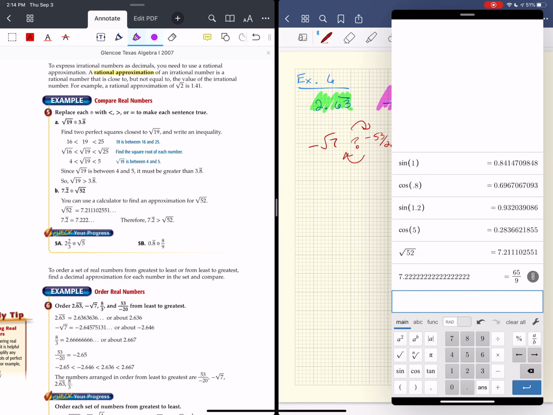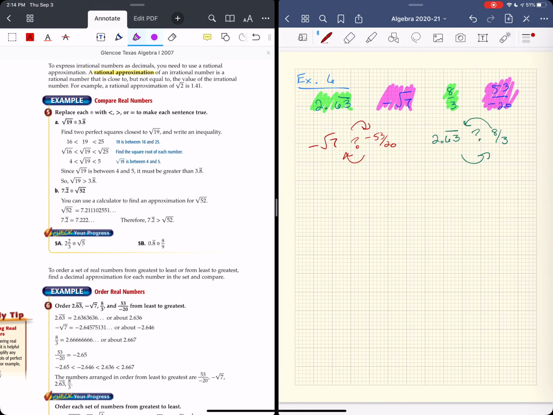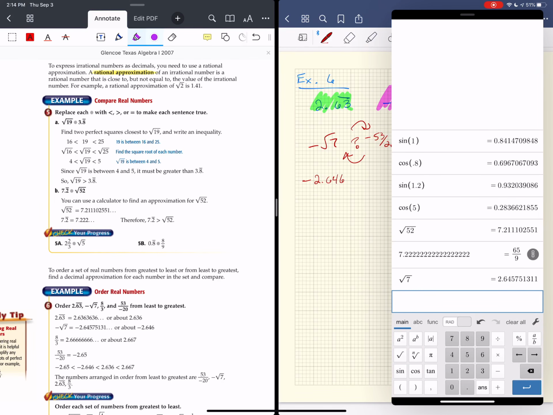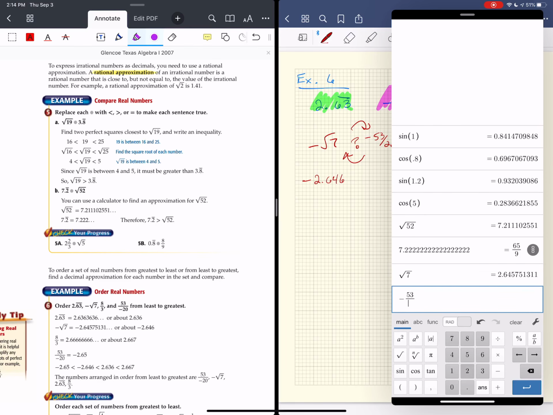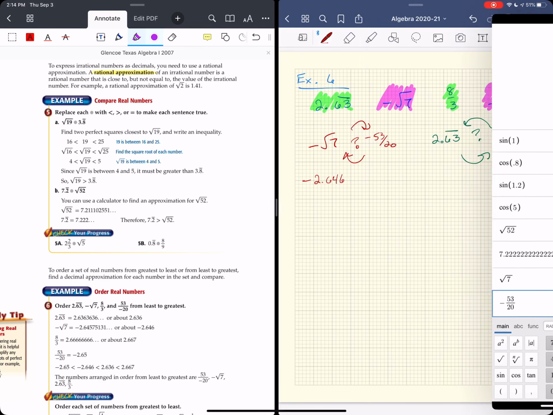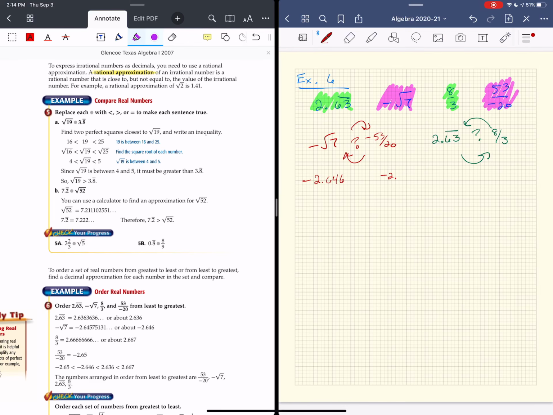So let's clear that out. Square root of 7. 2.646 if we round up. And then, so negative 2.646. Whereas negative 53 over 20, negative 2.65. Oh, gosh, they are being mean.